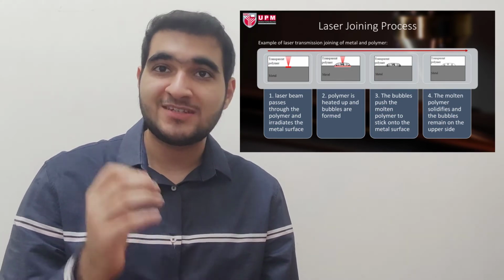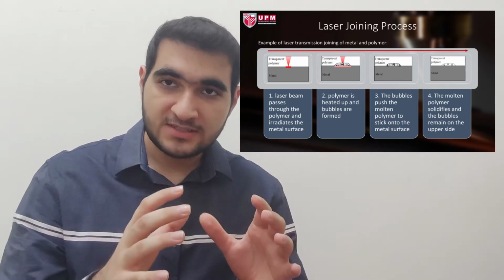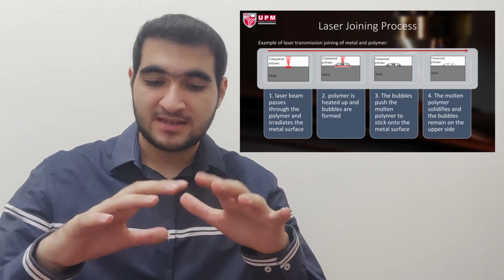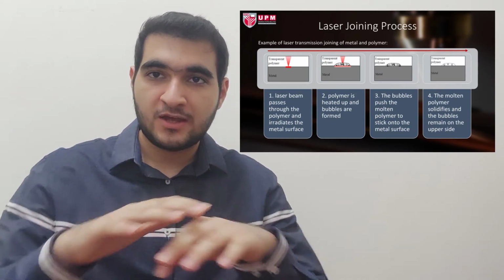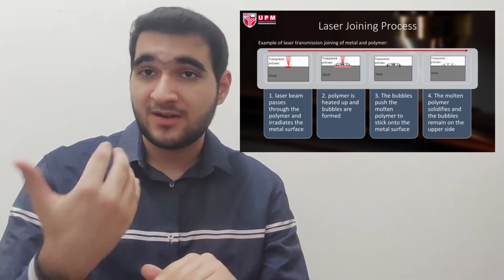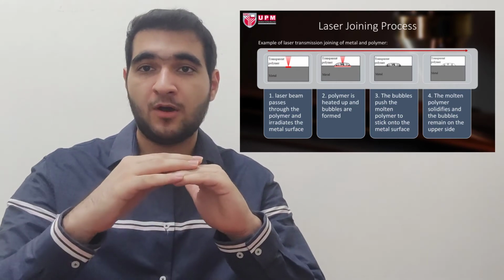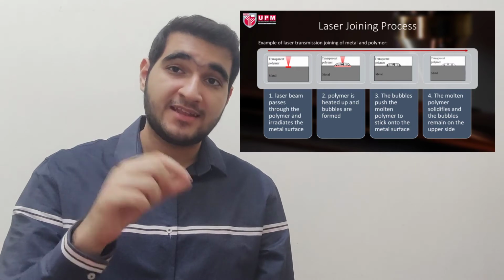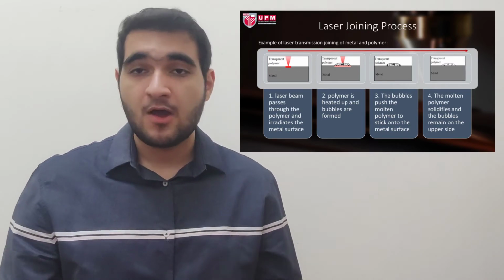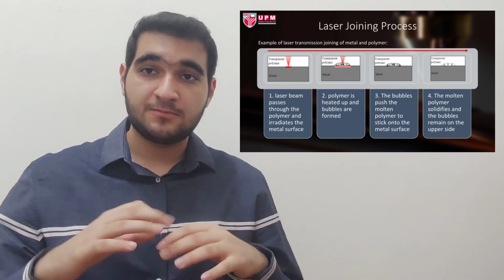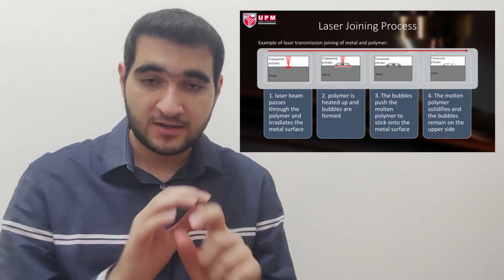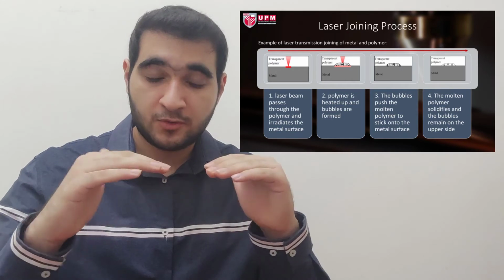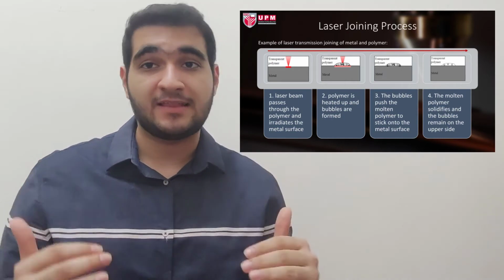In the third stage, these bubbles push the molten polymer onto the surface of the metal, thus kind of liquefying over that metal surface. Because it's past the boiling point of that polymer, it will start to melt, at least the area that the laser is affecting. Once that part starts to melt and bubbles are completely coming around that heat affected zone, the molten polymer will start to cover up the metallic part.